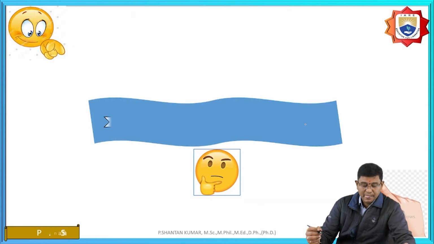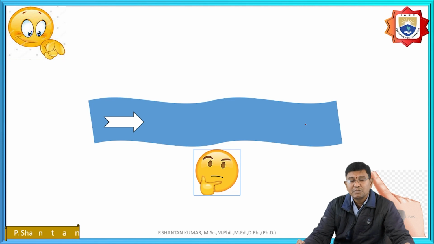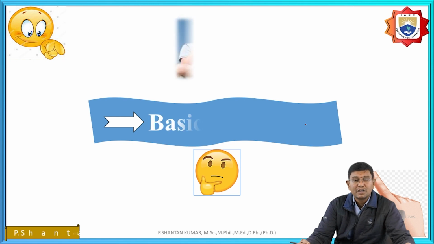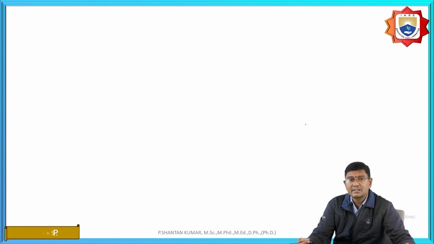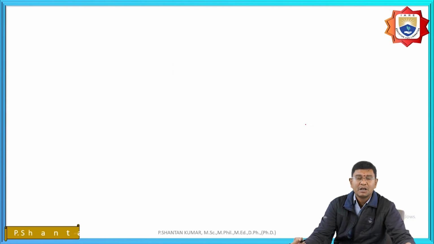Before starting Fourier series, we need to discuss what the basic formulas covered under Fourier series are. These basic formulas we discussed in the previous sessions, and moreover we studied them at intermediate level also.